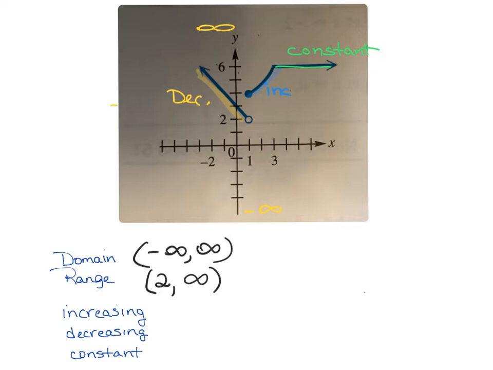So for the decreasing part, which is this yellow, notice as I'm moving again for my x values, the first x value I encounter is going to be the arrow. So my decreasing is going to go from negative infinity, and then the place where it stops decreasing is right here at the 1, and it's an open circle, so I just use a parentheses.